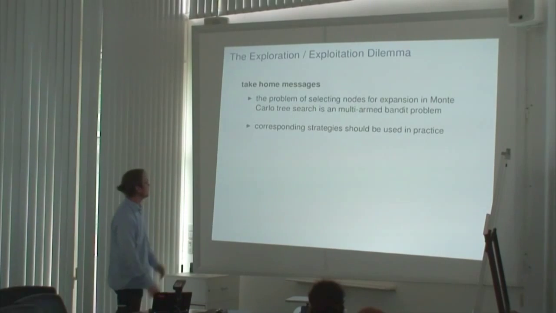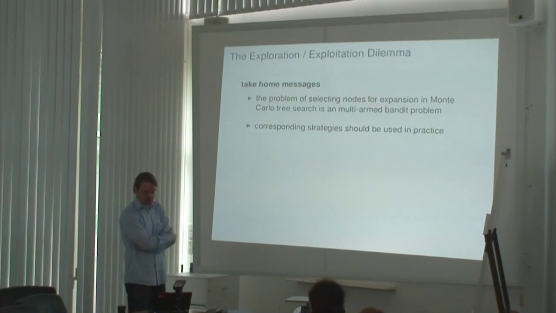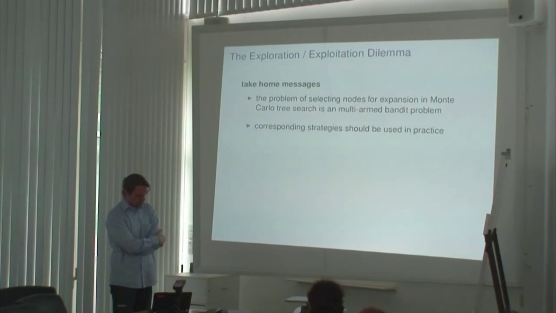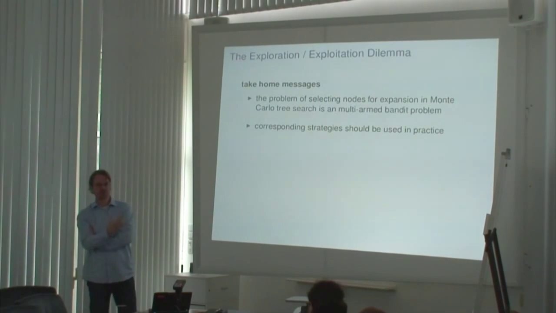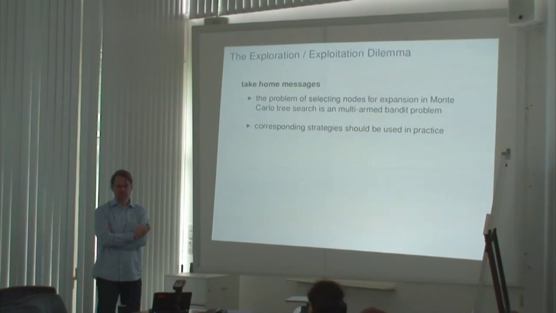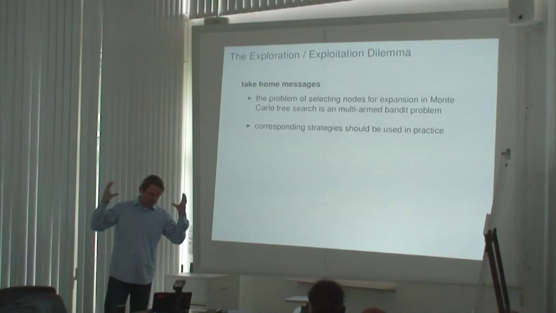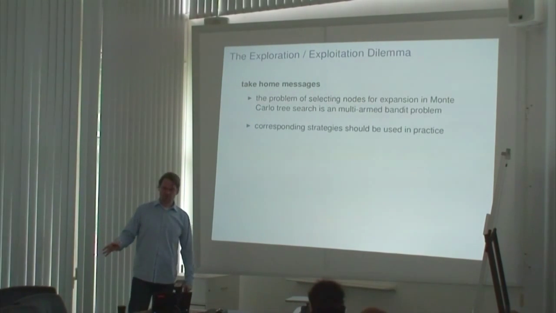Let's keep it at that, because once again, the problem of selecting nodes in Monte Carlo tree search is a multi-arm bandit problem. And there are strategies for selecting the next bandit. And so these strategies should be used in Monte Carlo tree search. But in the example I have shown you, because it's such a silly, simple tree, I did not really care. But in practice, you are facing this exploitation dilemma, and you have to think about what to do, how to use the information you have gathered so far smartly to select which branch to explore further.